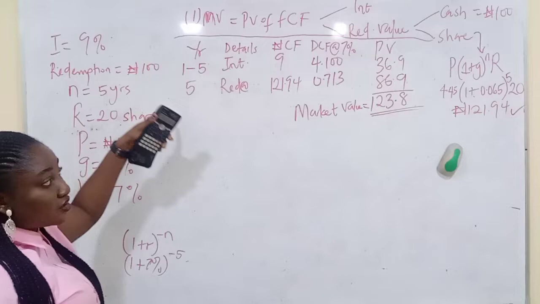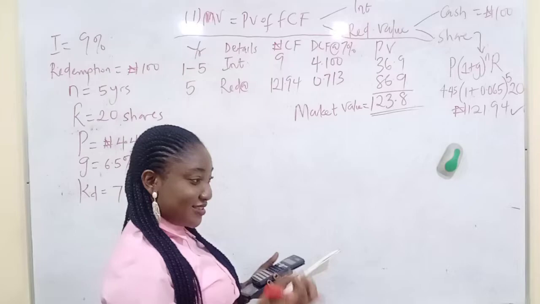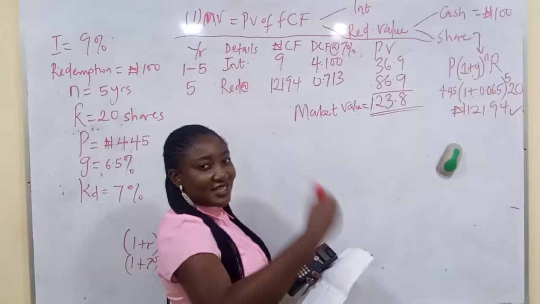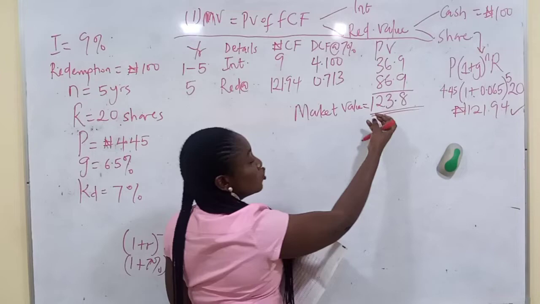Par value is 100. Because you already understand the relationship between coupon and cost of debt, you already know that it should be higher than 100 because the discounting factor is less than the coupon. Somebody cannot be discounting something at 7%. You're not even discounting enough. You need to discount so much, maybe like 10 or 14%, for this market value to be less. Honestly, you don't even need to understand all of these ones. Just know how to solve.